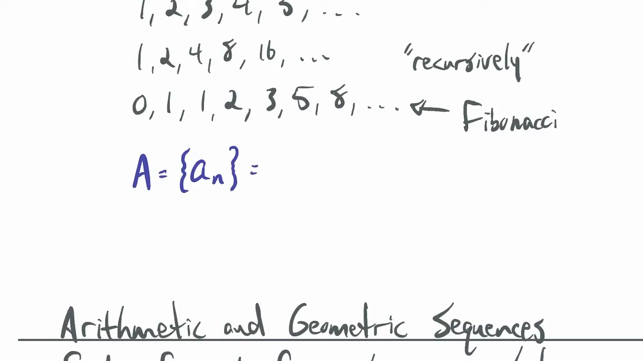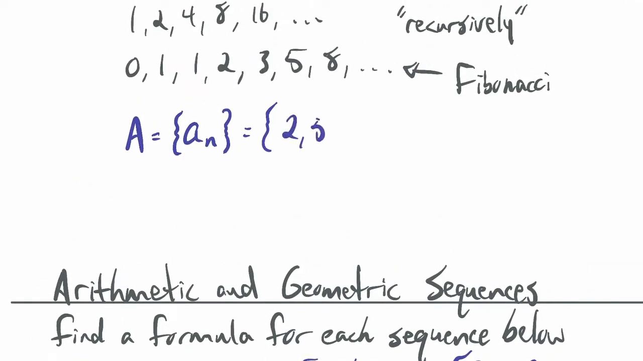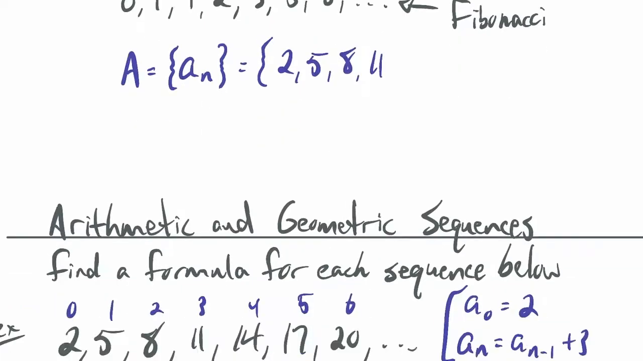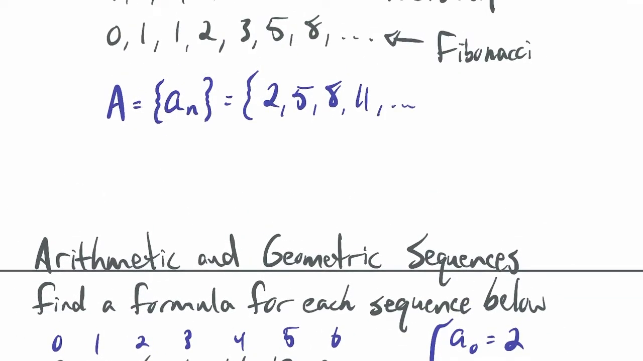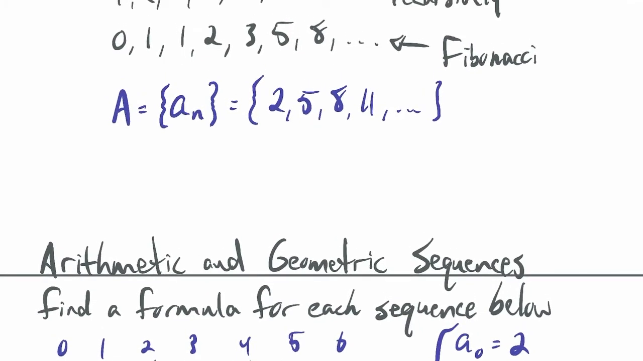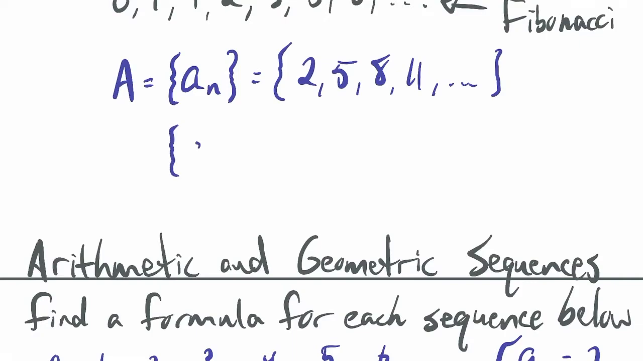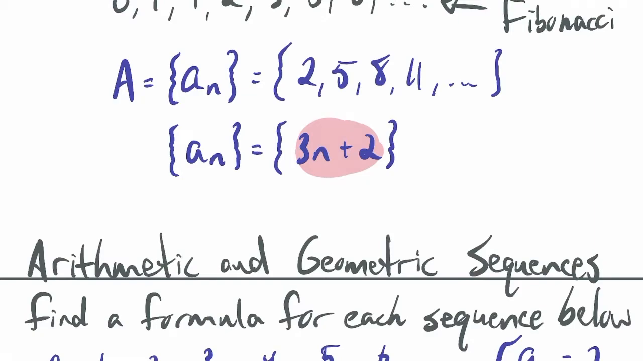And then you can say this is equal to curly bracket, what do we have? 2, 5, 8, 11, dot, dot, dot. Then we can say that because of what we worked out, where to put it doesn't matter at this point, the sequence An equals the sequence 3n plus 2, because this is the formula that determines this sequence.